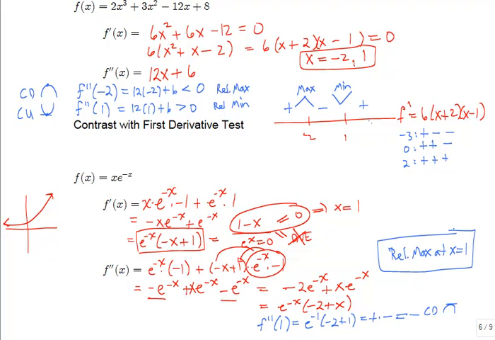Okay? So the second derivative test can be a little bit of a time saver because you don't have to draw all those number lines, but it's still a little bit of work since you're going to have to calculate both your first and second derivative and do some plugging in. All right?